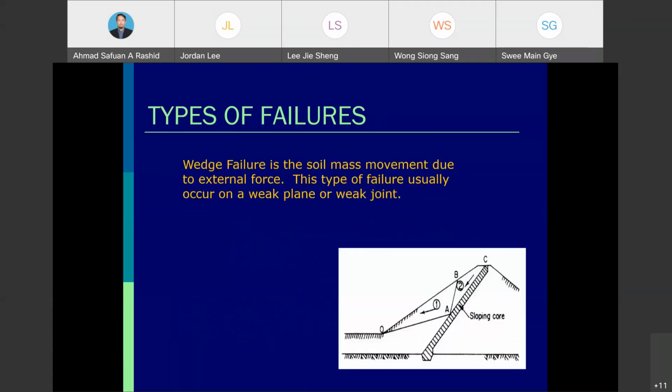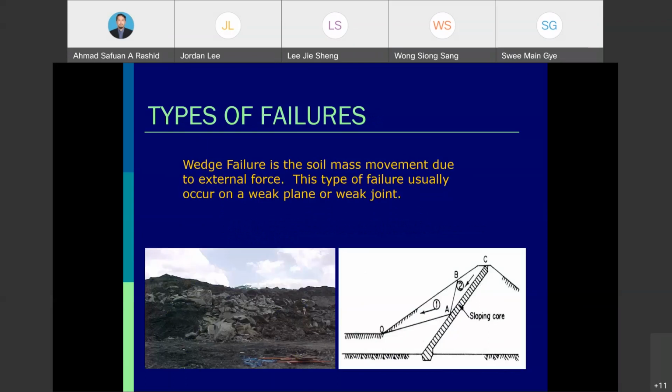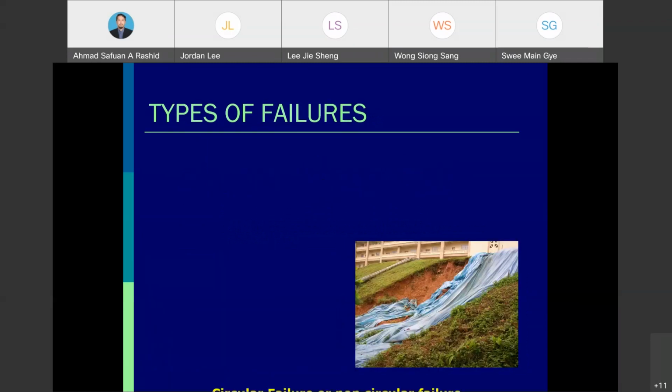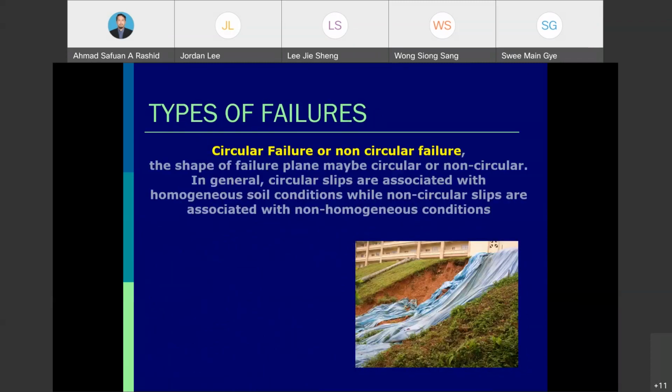The failure surface tends to be planar and roughly parallel to the slope surface. So this is the type of the wedge failure. Normally this is a part of rock structure failure, because in rock we have wedge, topple, and slide types of failure. While for circular or non-circular failure, it depends on the type of material. If it is a single layer, most probably it can have a circular type of failure.